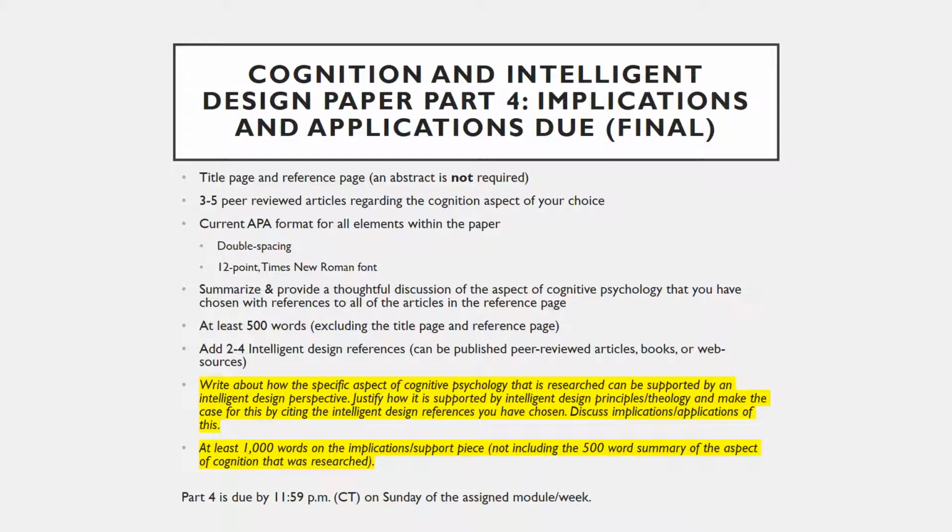The new part is highlighted here. You're going to write about how the specific aspect of cognitive psychology that you researched can be supported by an intelligent design perspective. Justify how it is supported by intelligent design principles in theology, and make the case for this by citing the intelligent design references you have chosen. Discuss implications and applications of this. This should be at least 1,000 words, and that is not including the 500-word summary of the aspect of cognition that was researched. So again, that's part 4. All of the parts are due at 11:59 p.m. on Sunday of the assigned module week.